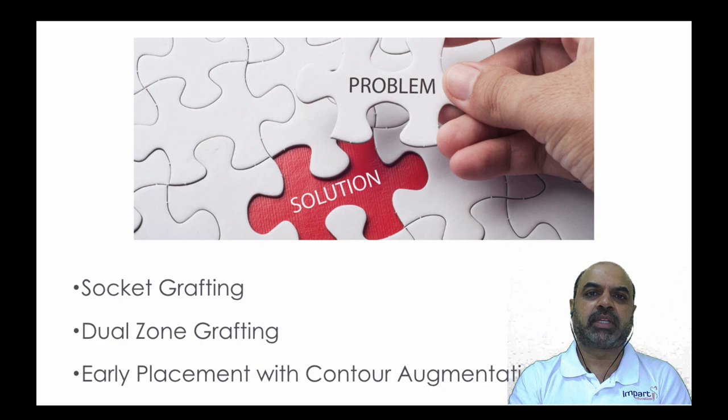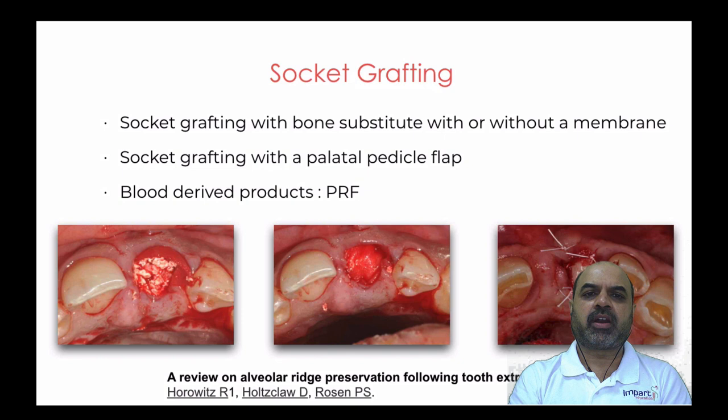The first is socket grafting, wherein the tooth or the root piece is extracted, and the socket is grafted using a biomaterial and a membrane. The rationale for doing something like this is to prevent that loss of the labial bone and the collapse from the labial side.